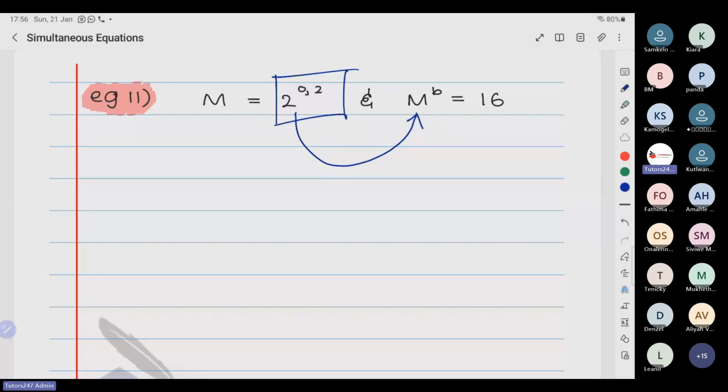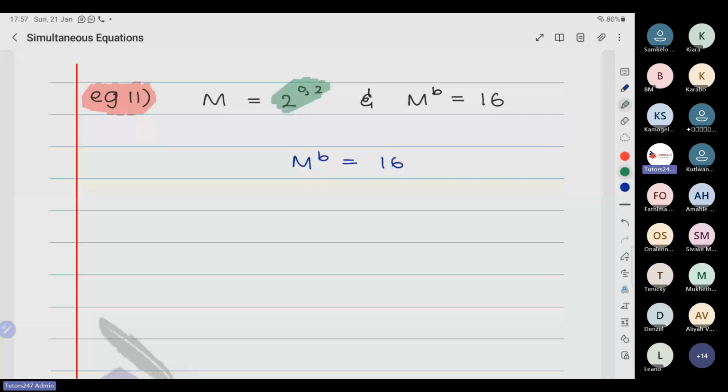So all you're now going to do is play with your exponents. You are busy with exponents right now in math, so hopefully that shouldn't be too much of a task. From here, we have the second equation, that is m to the power b is equal to 16. From here, we are going to take this value of m and substitute it.